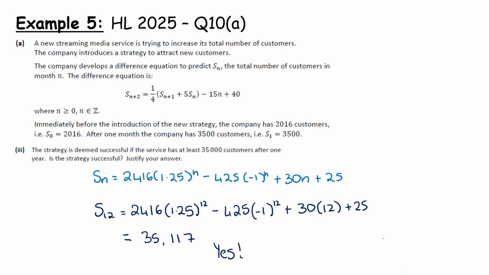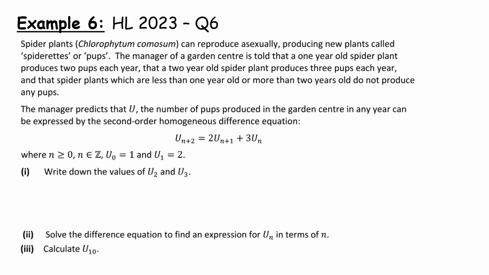So the answer is yes, because the number we got, so that's 35,117, is bigger than the 35,000. That is the threshold to be deemed successful. So, for our last example in this video, we're going to look at the 2023 higher level paper, and it's question 6.